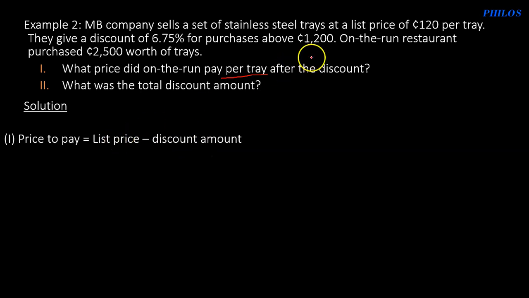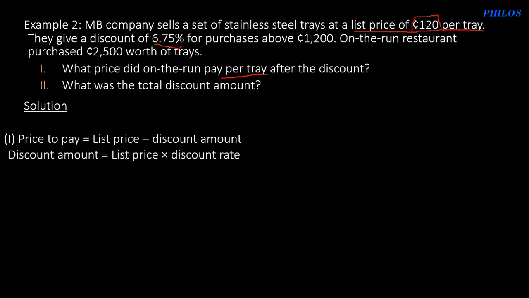So let's go back to the question. The question says list price of 120 cedis per tray. So that means the list price of one tray is 120 cedis. That's what we are going to substitute in place of the list price. We do not know the discount amount, but we know the discount rate. So first we need to find the discount amount. Remember, we have a formula for discount amount, and that is list price times discount rate.